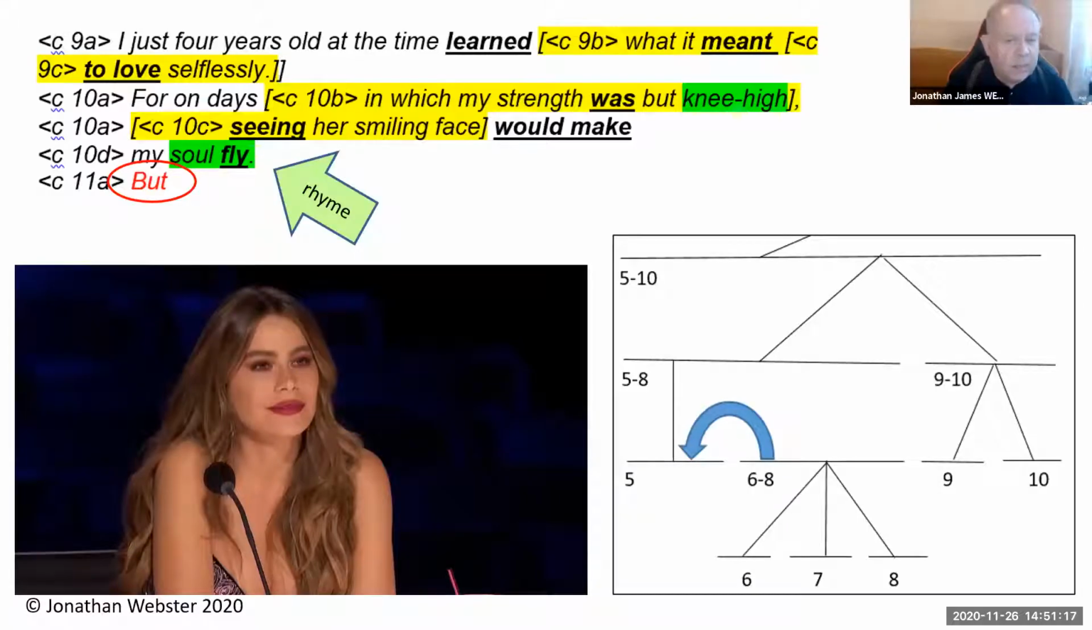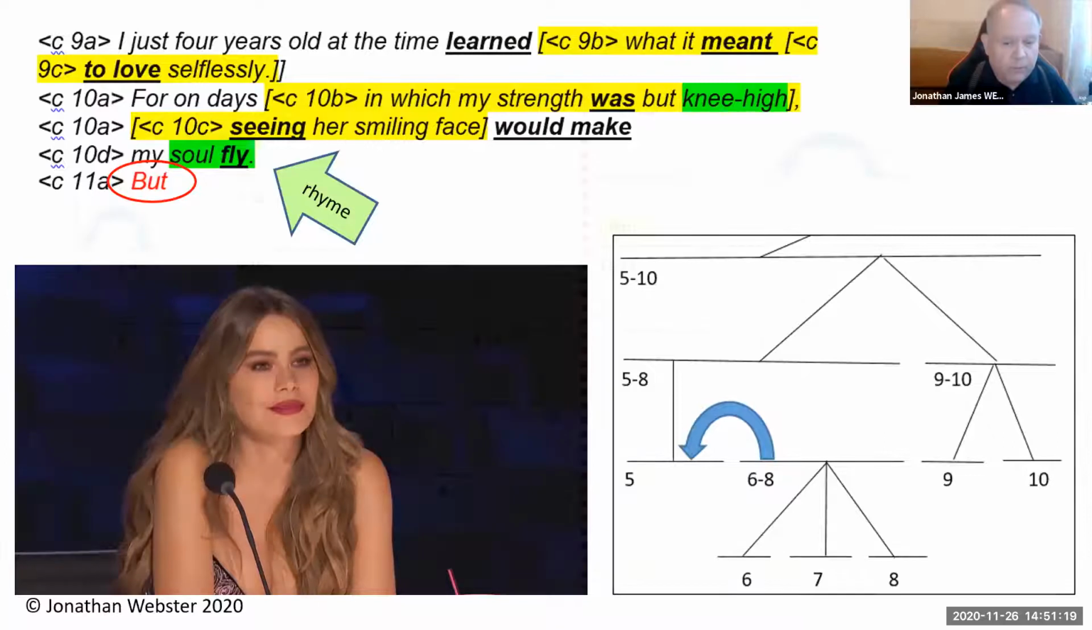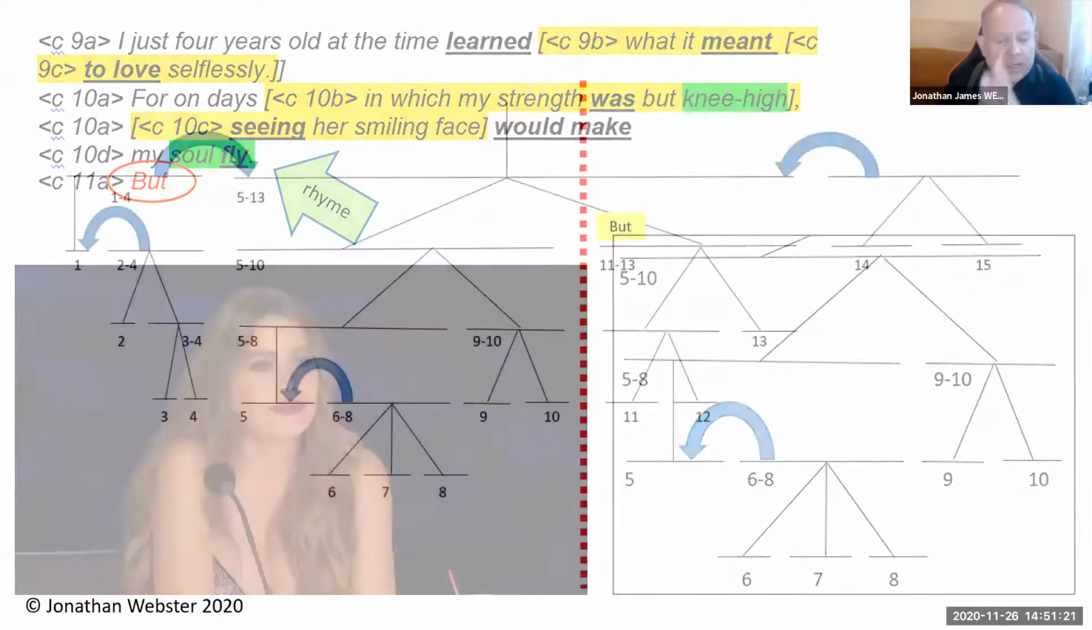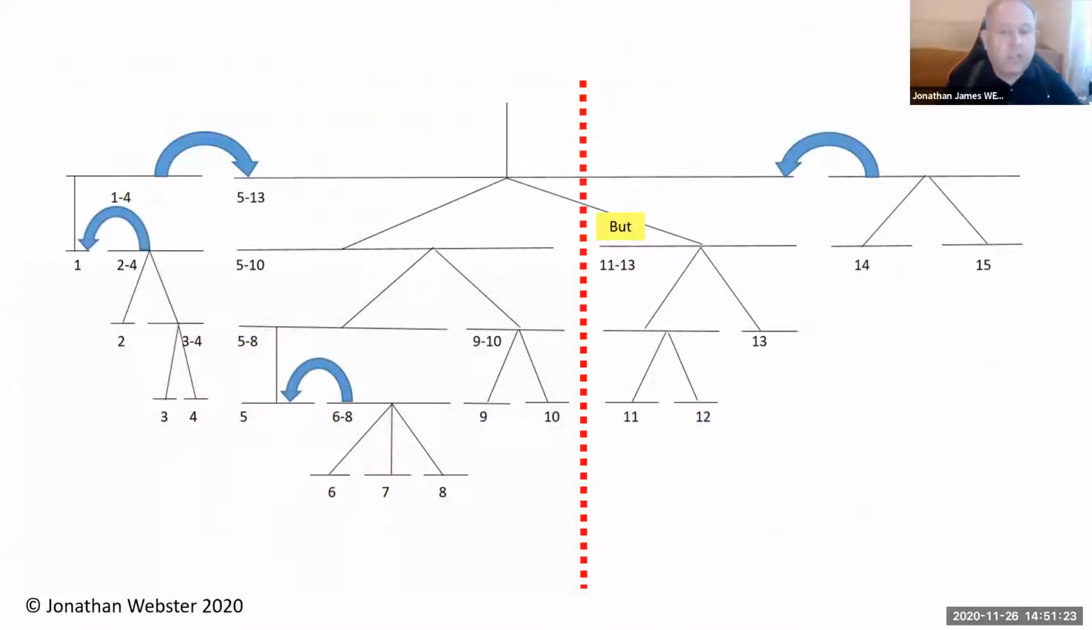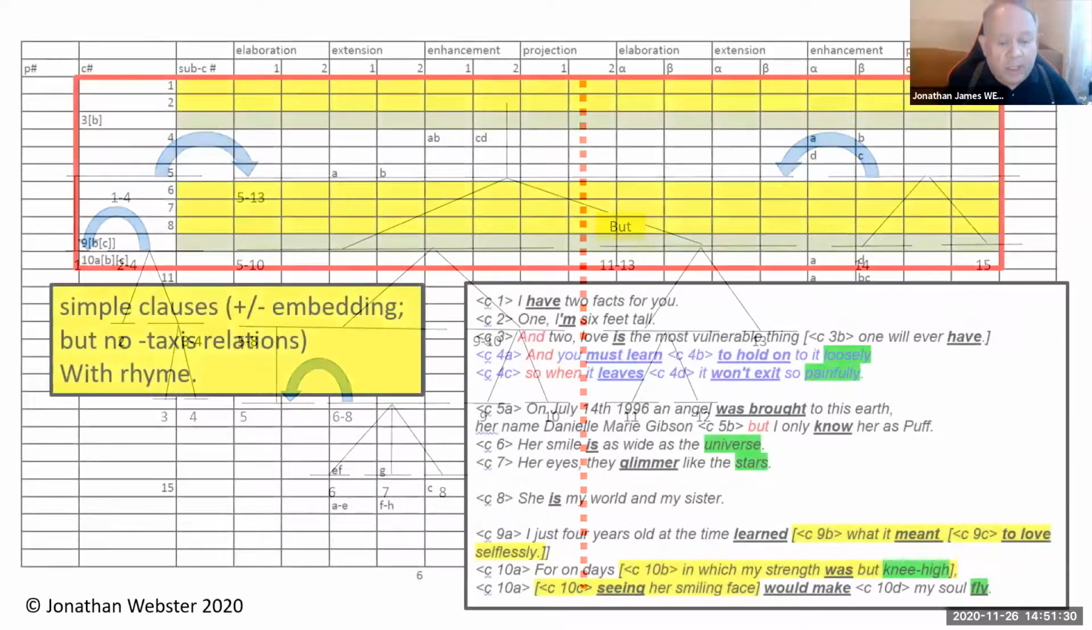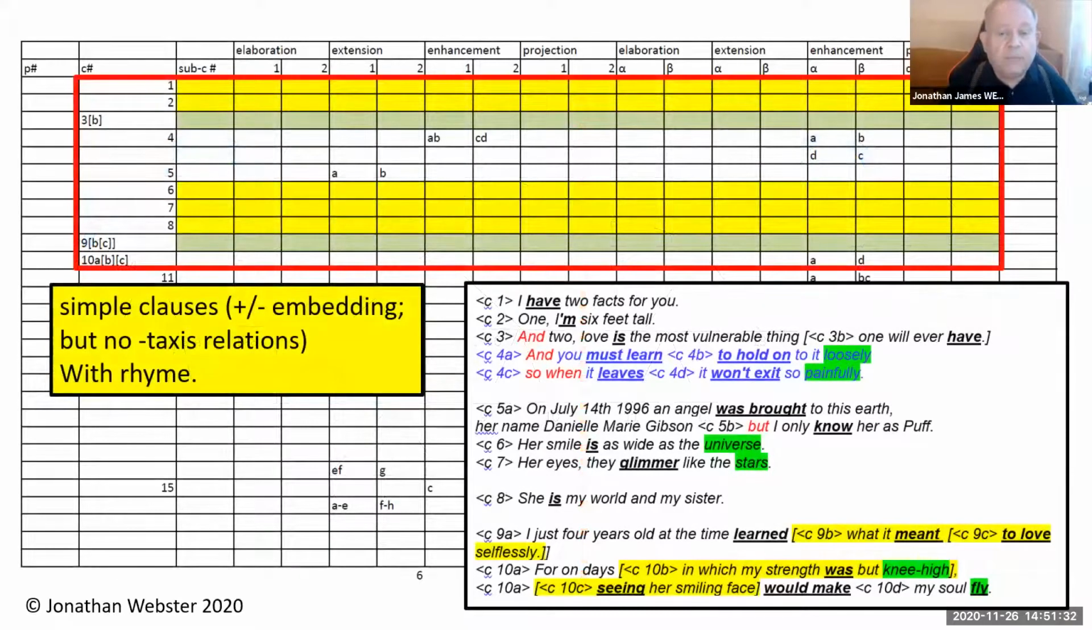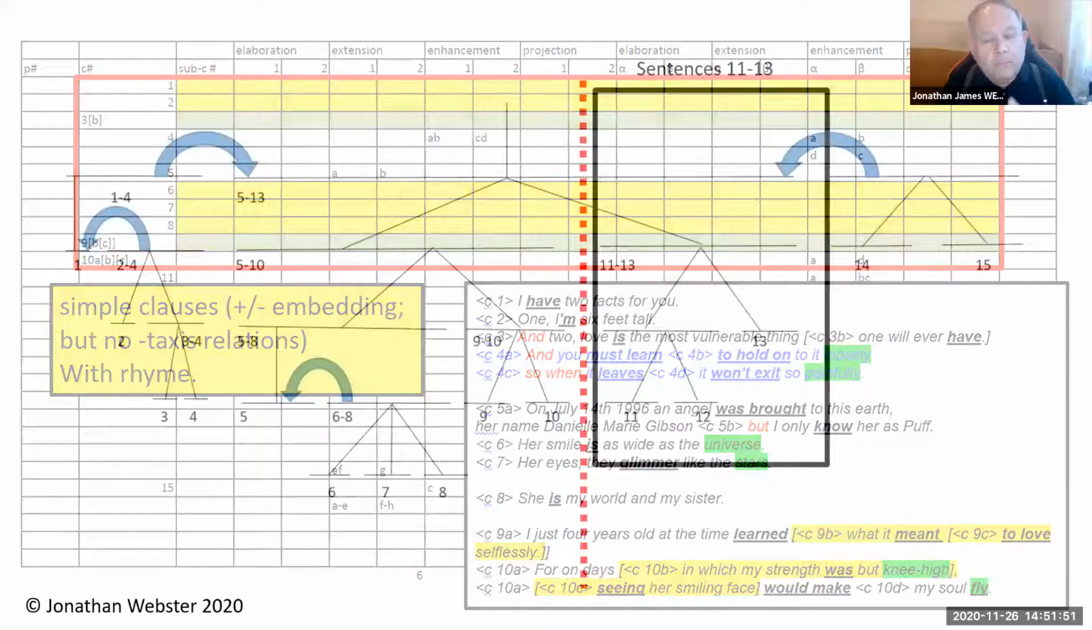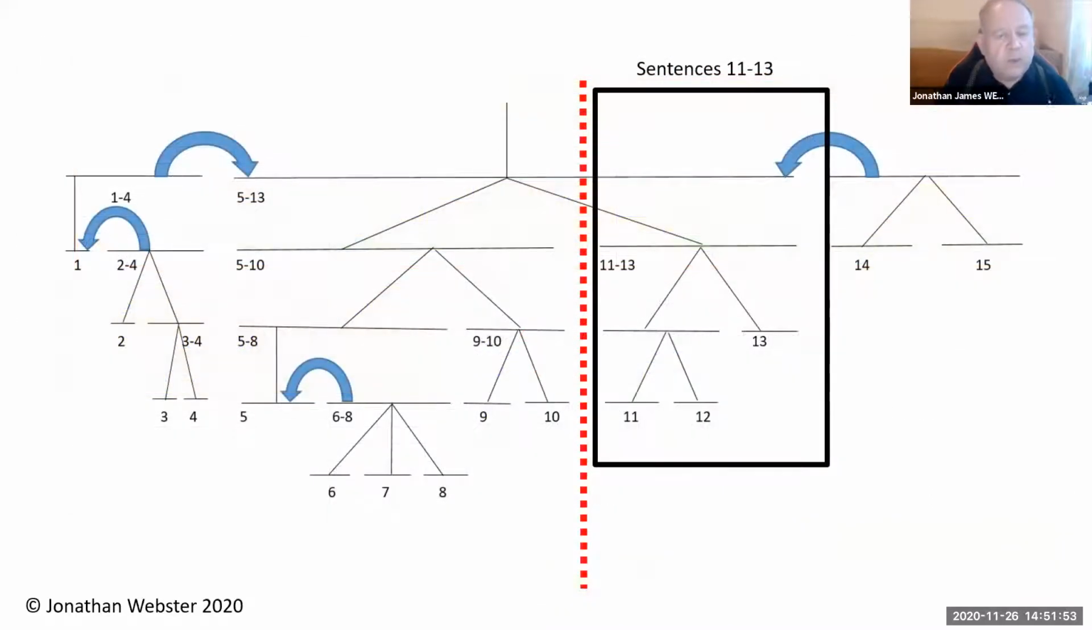The but signals something is changing, however. It almost draws a line through what we have seen just already and what is to follow. What we've seen already are basically simple clauses, some embedding, yes, rhyme, a rhyming that we see throughout some of the clauses and so forth. But now what will be the shape of things to come?